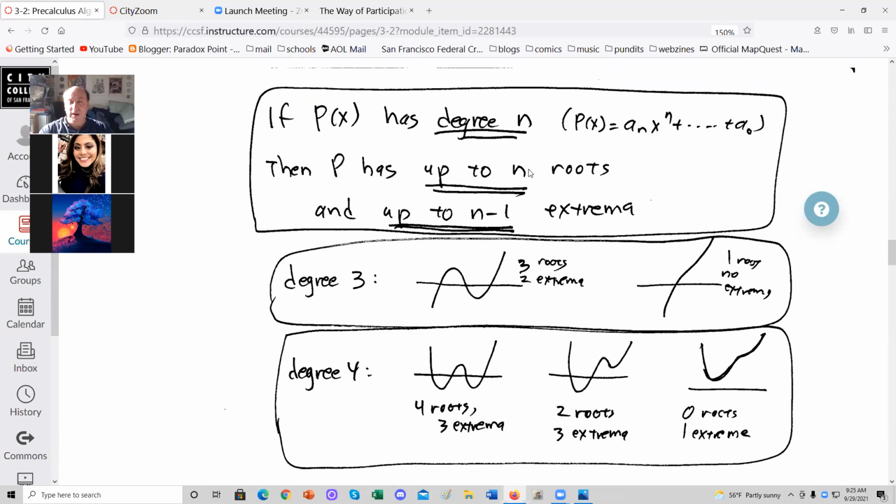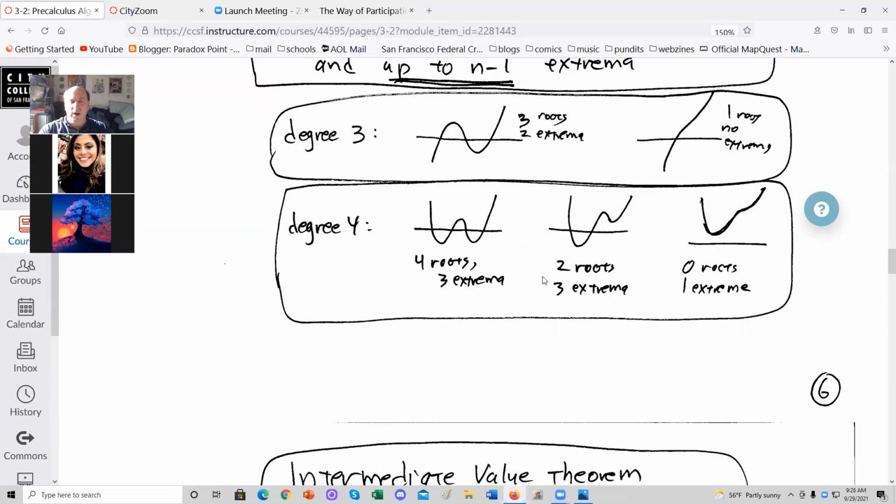So it could have fewer. It has up to n minus 1 extreme values. Again, it could have fewer. For example, here's a degree 3 polynomial with 1, 2, 3 roots, and only one root here as they kind of get stretched out and two of the roots disappear. Here it has 1, 2 extreme values. Here it has no extreme values.